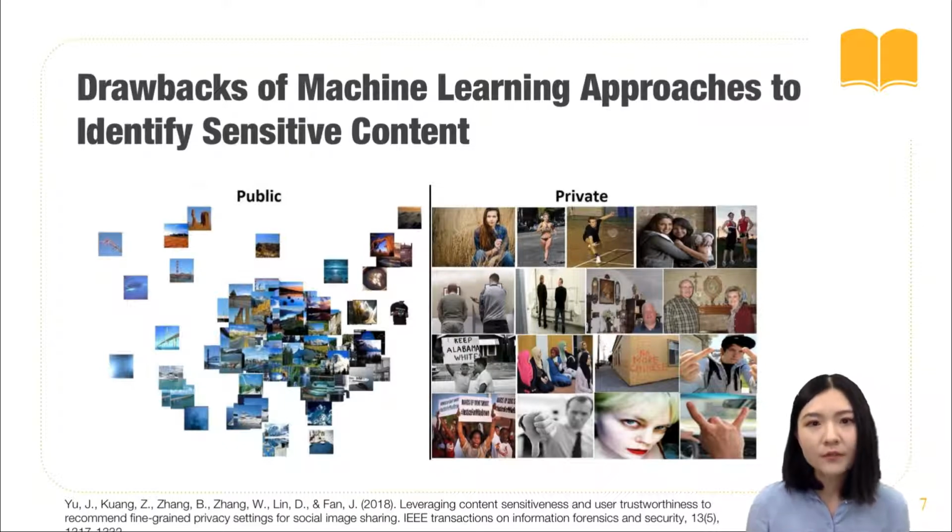Machine learning approaches failed because they did not adopt a human-centered perspective. For instance, researchers used a public Flickr dataset that didn't contain users' most sensitive photos. They also used a binary classification, like private versus public, which we know does not fit with how people think about privacy.